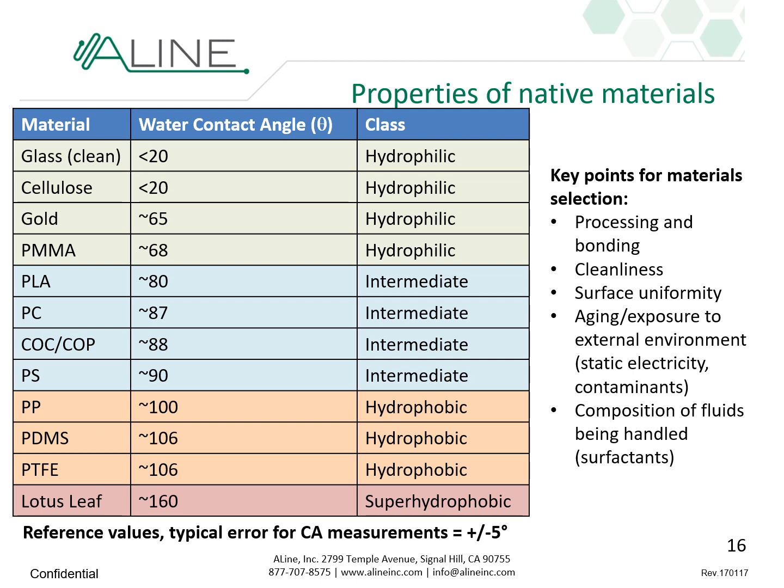As we go up in contact angle, we have components that I call intermediate. So PLA, polycarbonate, COC, COP, polystyrene. Those are at the edge between hydrophobic and hydrophilic, and they can be modified, but that's kind of the starting range for the contact angle.